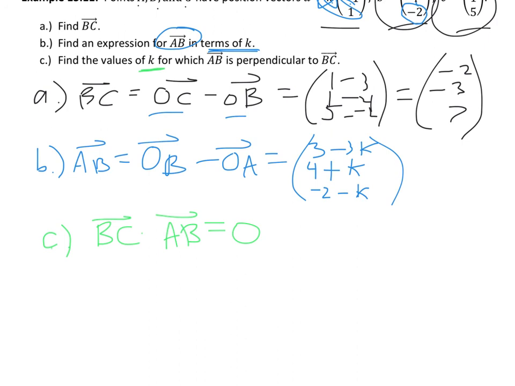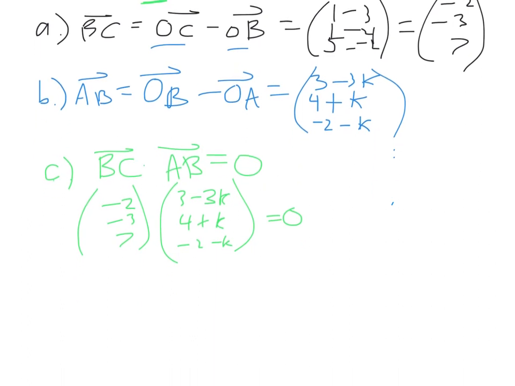Okay? So let's see here. BC is the vector -2, -3, 7. The vector AB is this expression that we came up with. So this needs to be equal to 0. And then for a dot product, I know all I need to do is multiply together the components and add them together. So this will be -2 times this, that's -6 plus 6k. It'll be -3 times this, that's -12 minus 3k. And then it'll be this times this, that's -14 minus 7k.